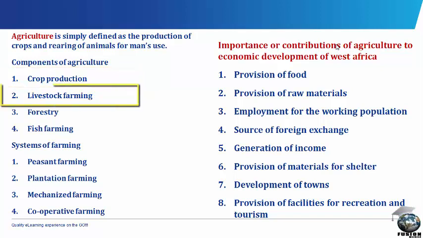Livestock farming. Livestock farming involves the rearing of animals, either for consumption or for sales. Livestock includes cattle, sheep, goats, poultry, rabbits, snails, etc. These animals are reared for many purposes. Examples: meat, cash, transport, sports, etc.